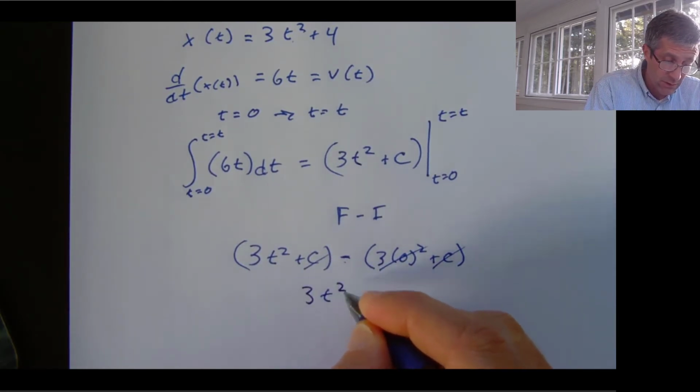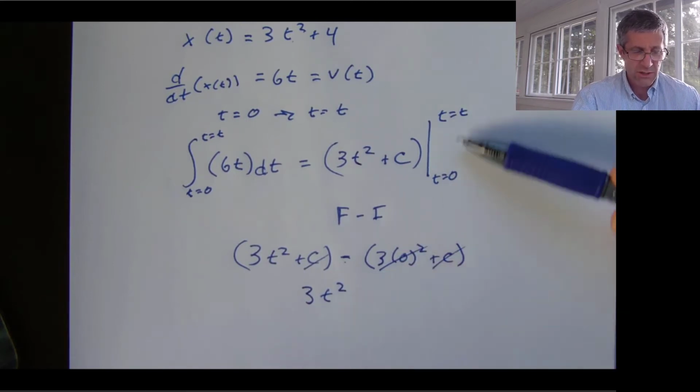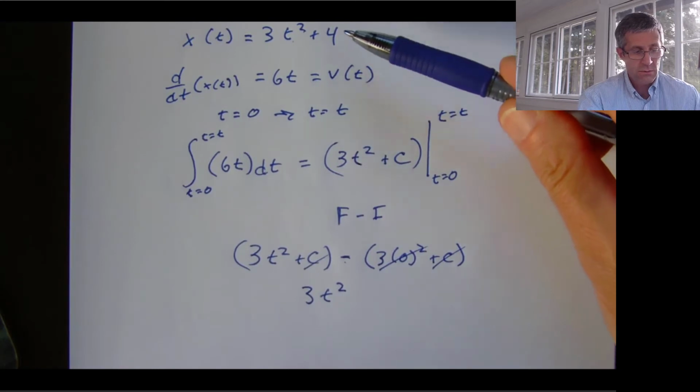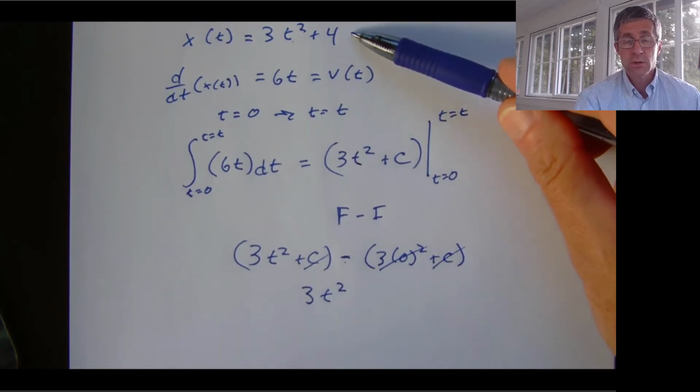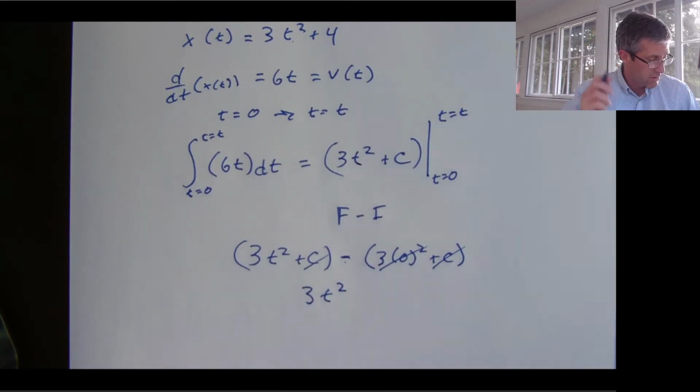So in this case, I end up with 3t squared. Notice this is slightly different. This is telling me my change in displacement across the time interval that I'm interested in. It doesn't tell me my starting position, so there's more information in the original equation, but I don't care about it here. I just want to know my change in displacement. Okay, let me walk you through one example of this.